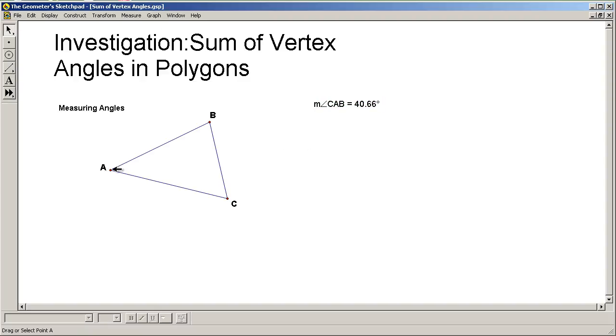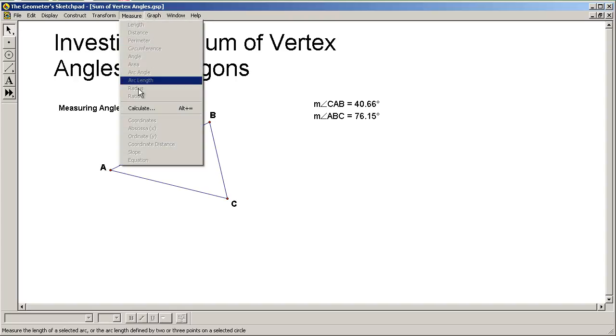Now I'm going to measure the angle at vertex B, and so I just have to select them A, B, C in that order. Go to the Measure menu, measure the angle. What I can do is actually calculate what the sum of those two angles is right now.